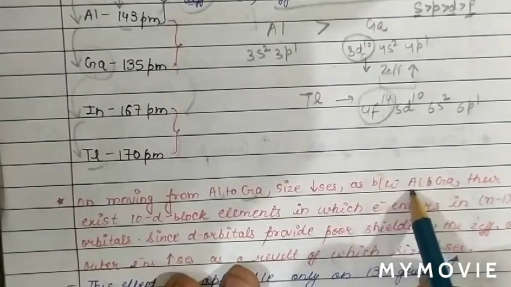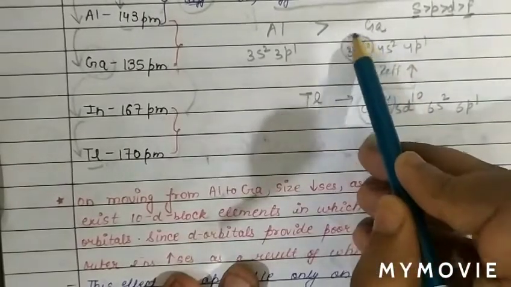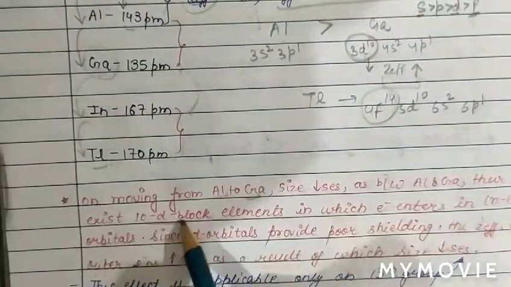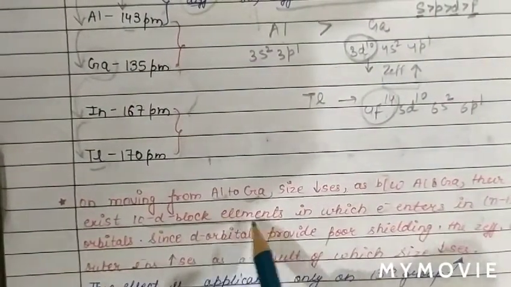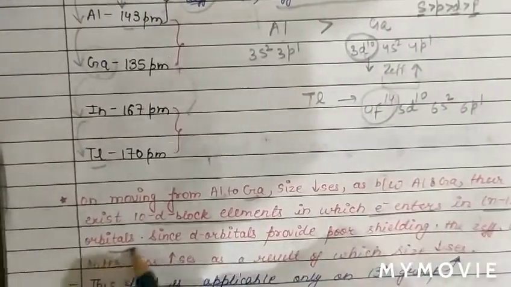Because in between aluminium and gallium, there exist 10 electrons in the 3d orbital. So there exist 10 d block elements, or 10 electrons in the d orbital, so basically electrons enter into the d orbital.